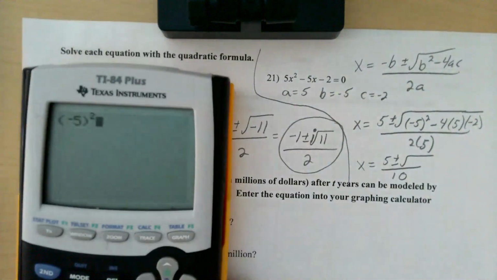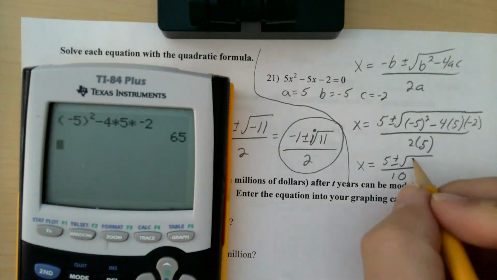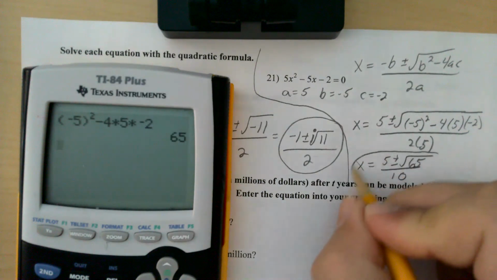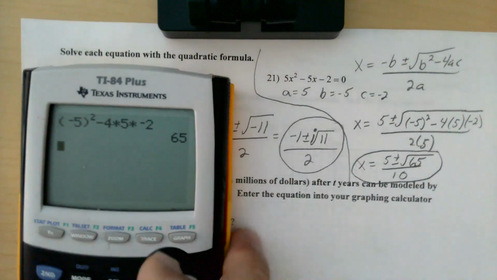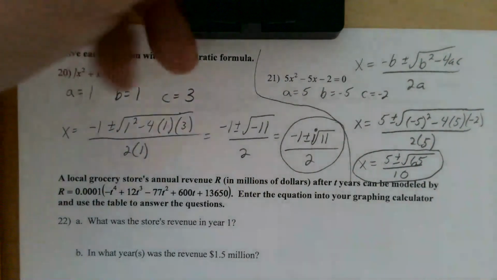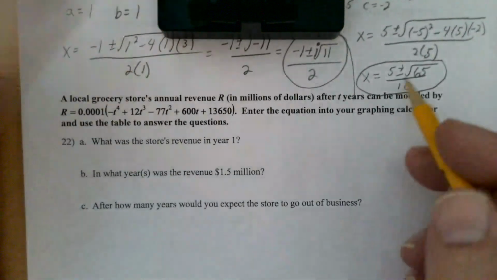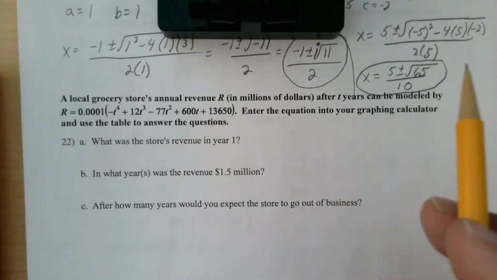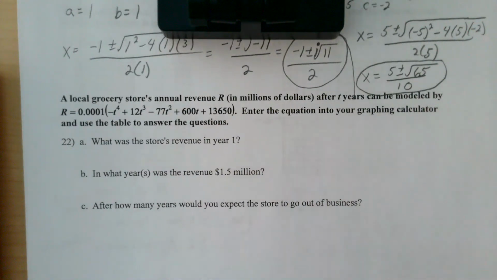So then the rest of this is going to be minus 4 times my 5 times negative 2. And I get a 65. And since there are no perfect squares in 65, I'm just going to leave it in that form. I'm not concerned about the decimal answer. That would be the two answers: 5 plus root 65, all over 10. And if you do the minus, you'll get another answer with 5 minus the square root of 65. You'd have to hit enter, then divide by 10 if you went to decimals.